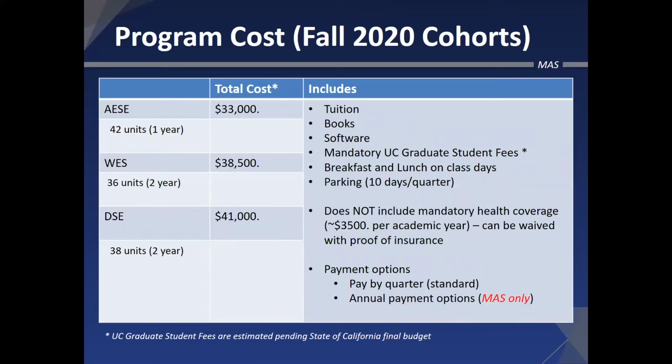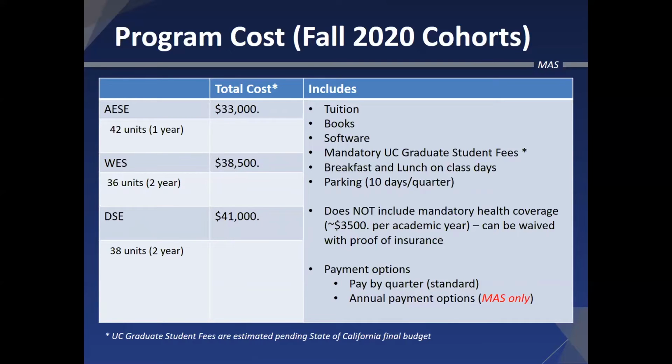Cost. So one of the unique characteristics about our program is it's an all-inclusive cost. When you look at the price of other programs, often they will only give you tuition, but that does not include anything else. As you can see from the slide, the ASE program is $33,000, the WES is $38,500, and the DSE is $41,000. That's a rounding estimate. We won't know the final numbers until the state of California does its final budget allocations.